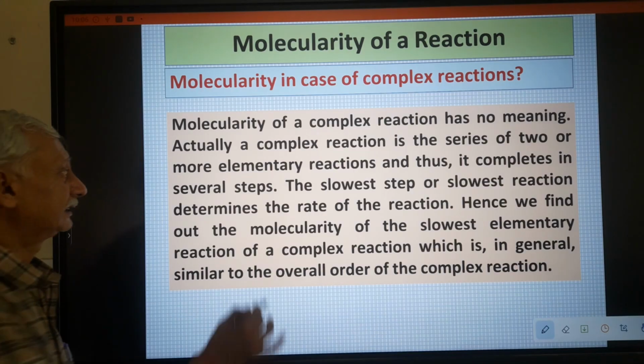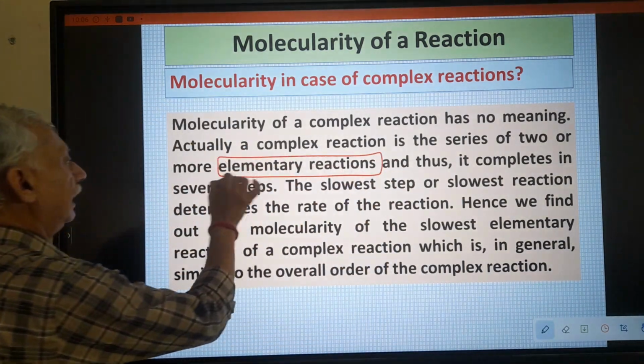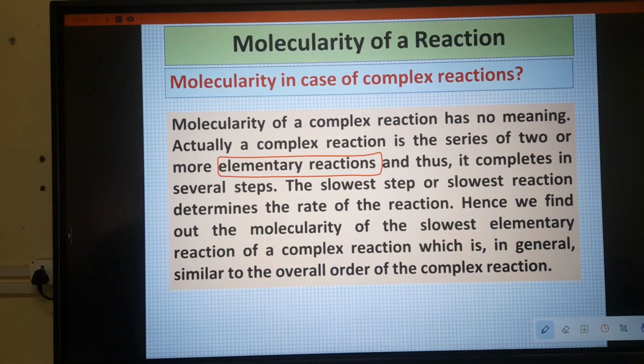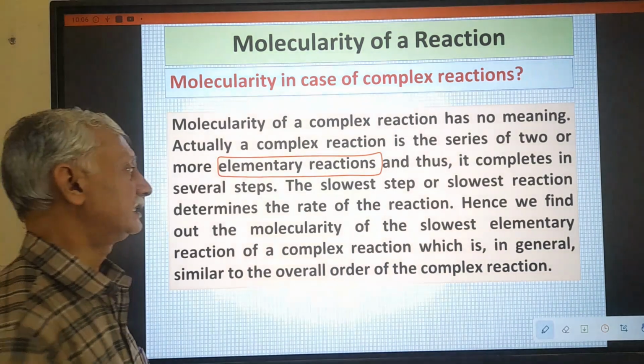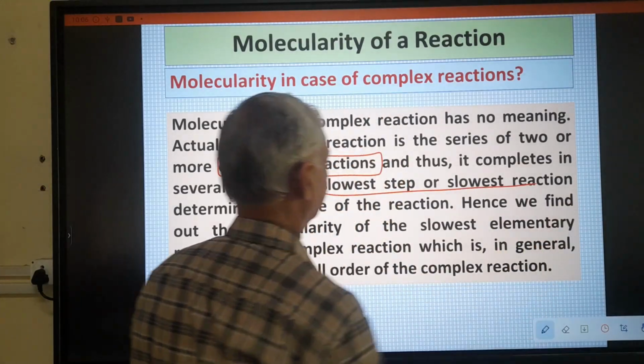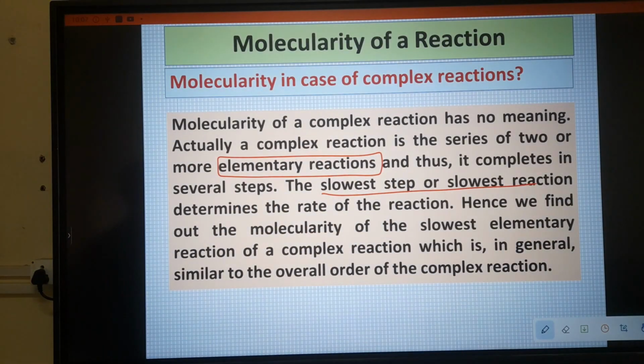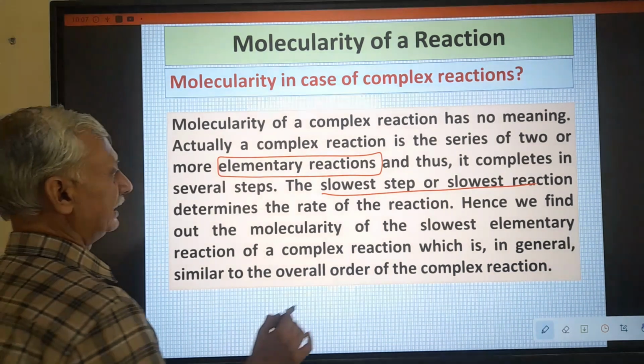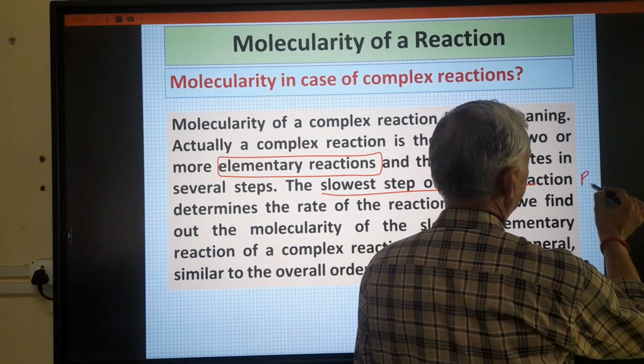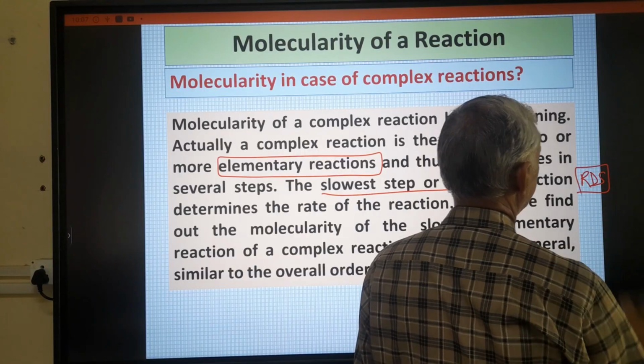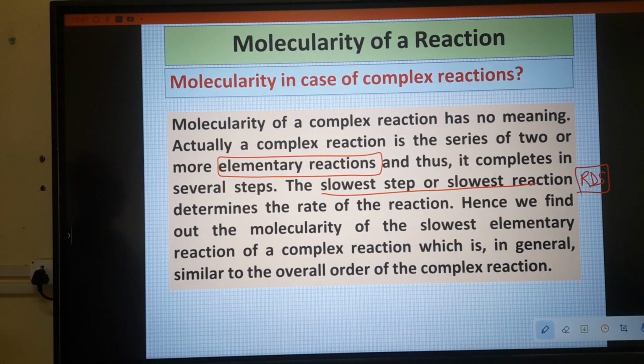And what are elementary reactions? One step reactions are known as elementary reactions, while those reactions which are taking place in several steps are known as complex reactions. And in those cases, the slowest step of the reaction determines the rate of the reaction. That is why it is known as rate determining step or RDS. The slowest step of the reaction is known as rate determining step, because it determines the rate of the reaction.